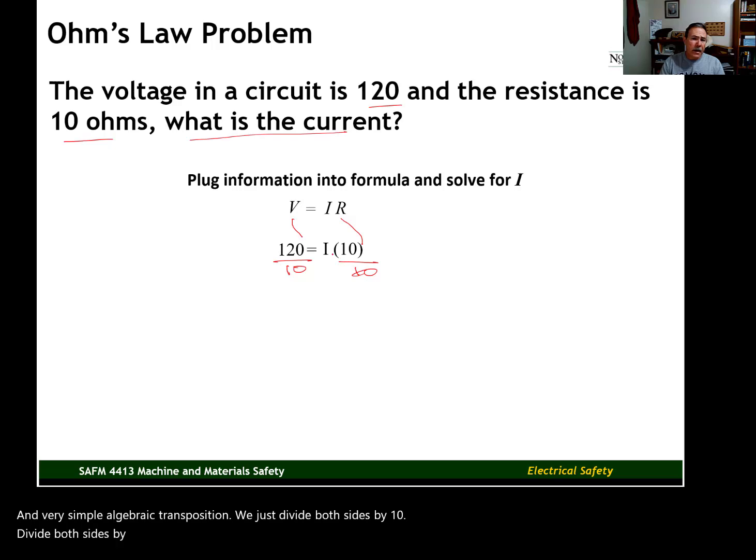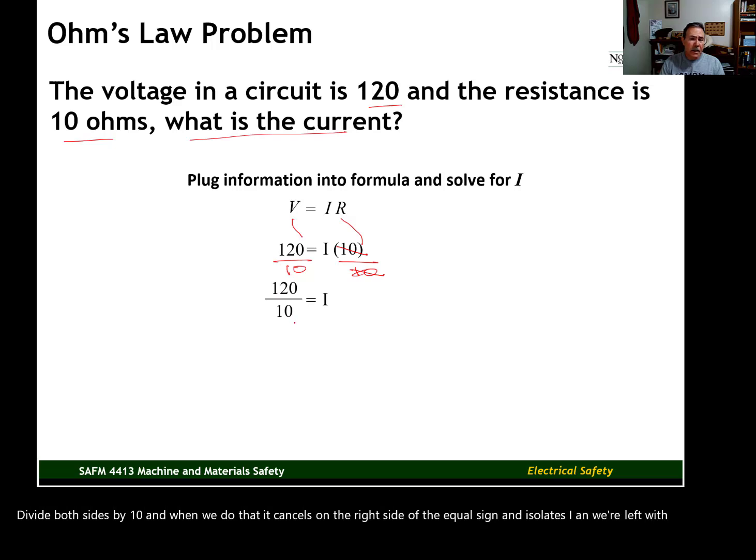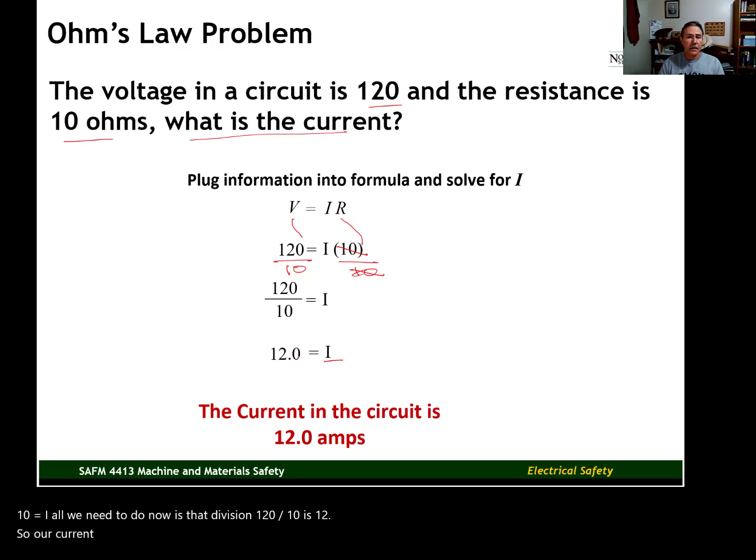And when we do that, it cancels on the right side of the equal sign and isolates I. And we're left with 120 divided by 10 equals I. All we need to do now is that division. 120 divided by 10 is 12. So our current is 12 amps in this particular example.